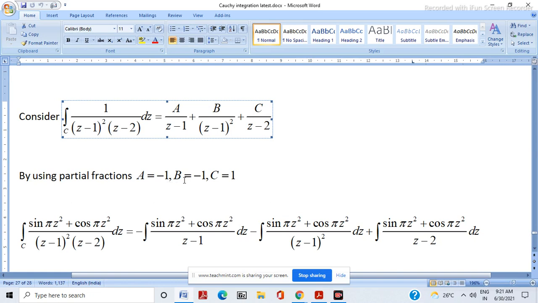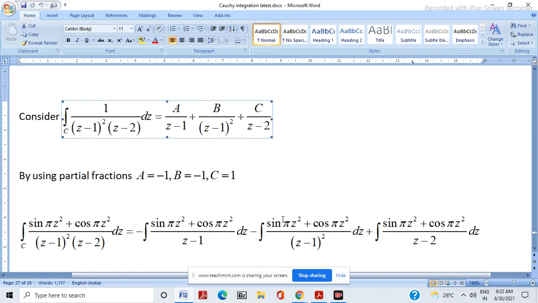Okay, what values did we get? A equal to minus 1, B equal to minus 1, C equal to 1. Now we can substitute those values. Then we write the integral over C of sin pi z square plus cos pi z square by (z minus 1) whole square into (z minus 2) dz. For the first term, f of z is sin pi z square plus cos pi z square, divided by A by z minus 1, but A is minus 1, so minus 1 by z minus 1. That is our first integral.